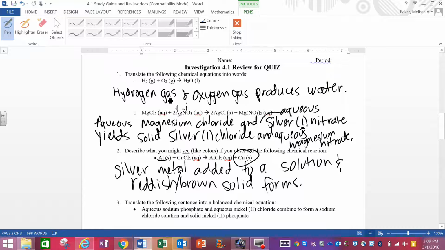And there could be other things that happen here too, like a color change of the rest of the solution, but I would not expect you to know that. And the whole point here is that you're understanding that you can add a solid to something and see a new solid precipitate out.